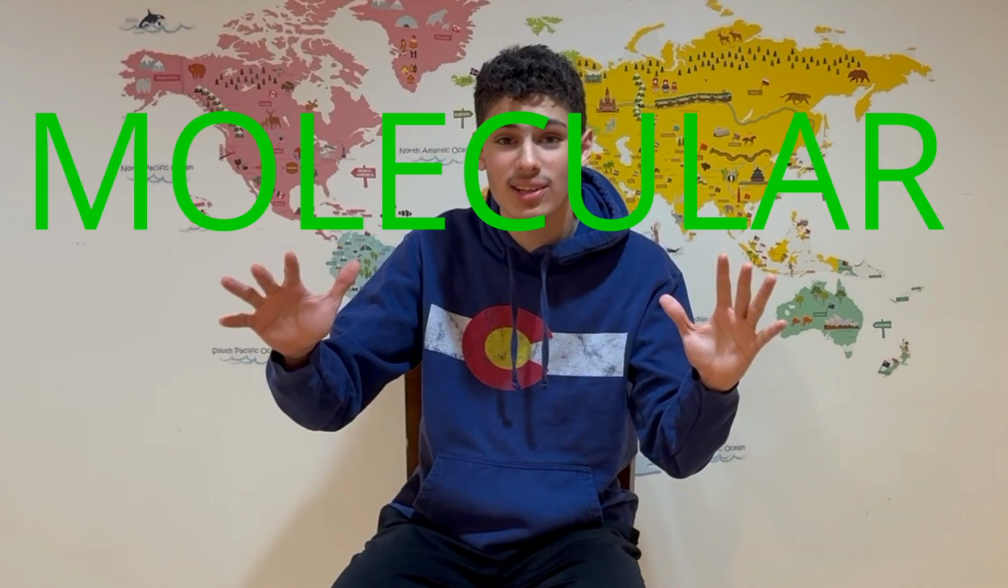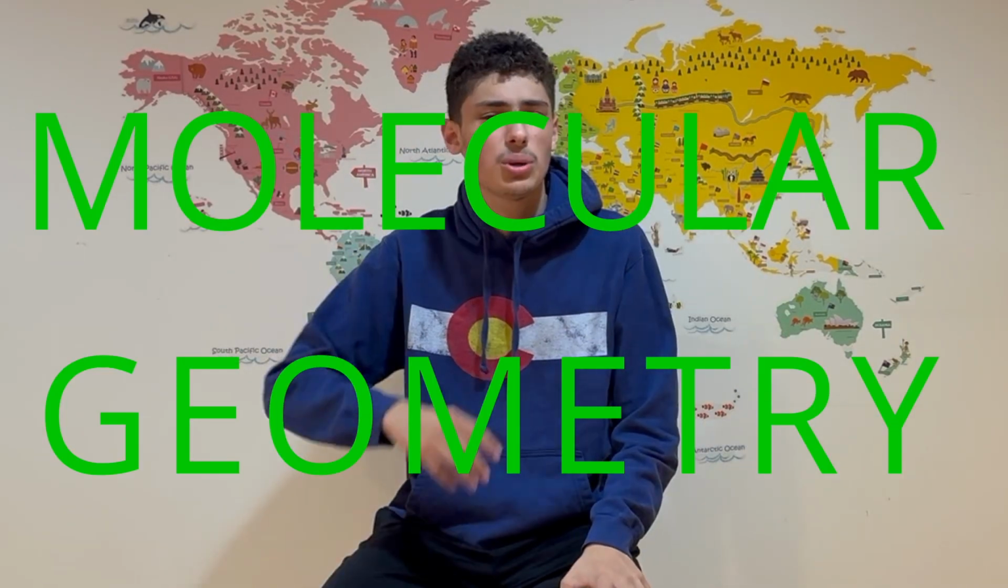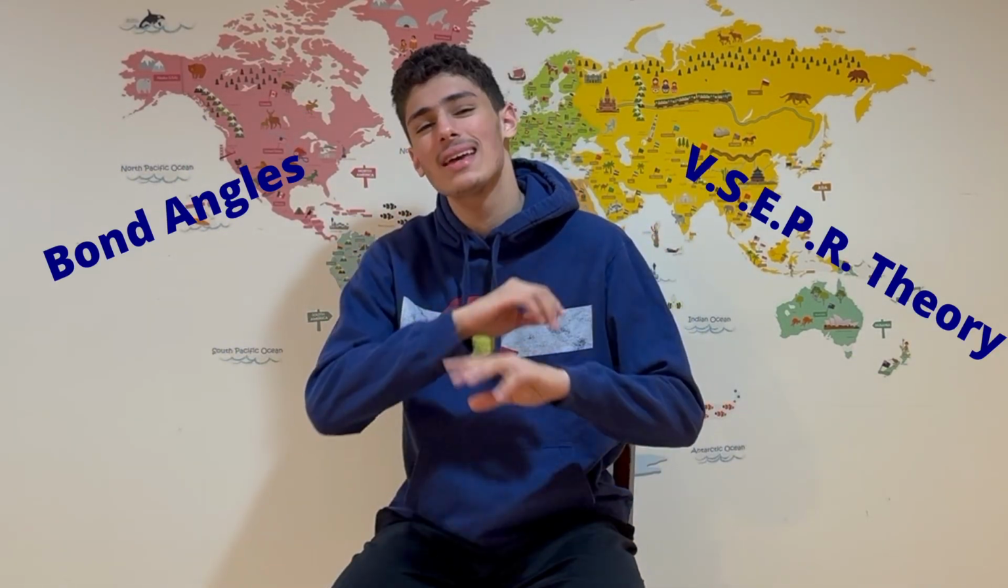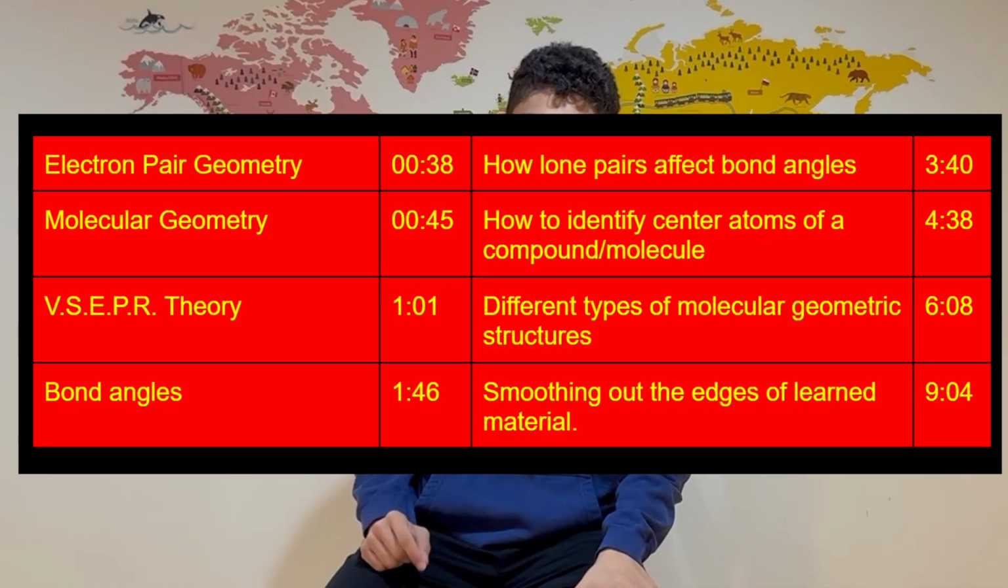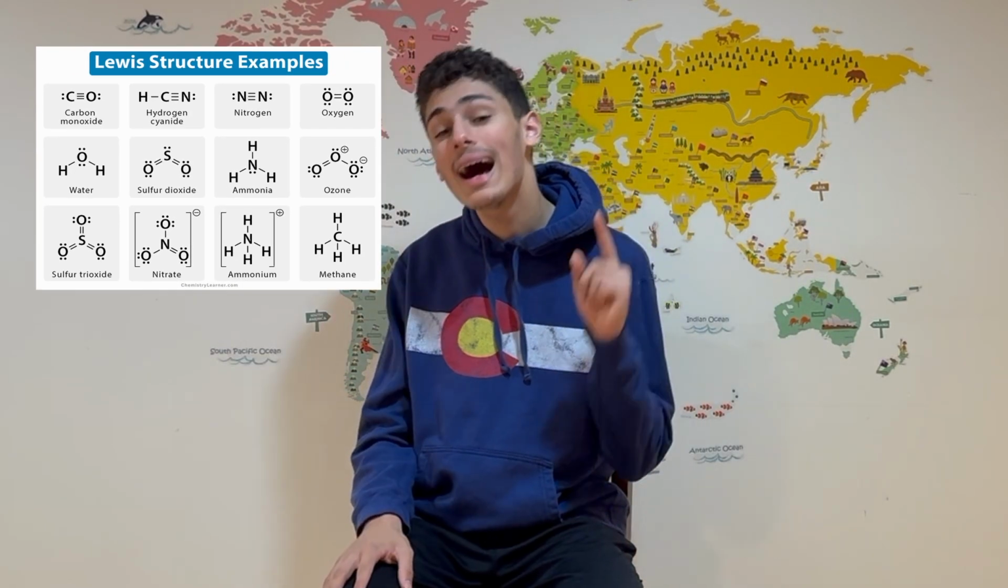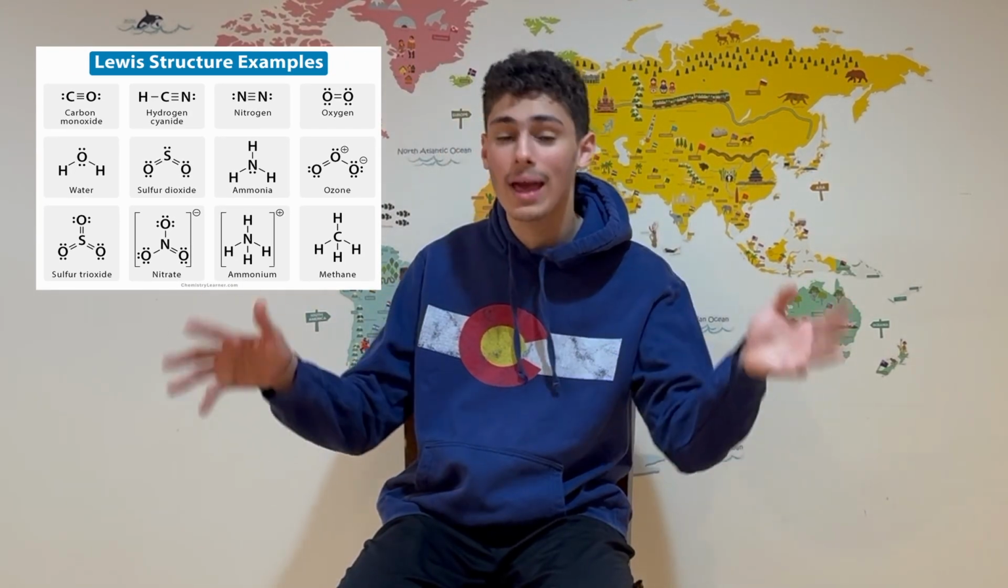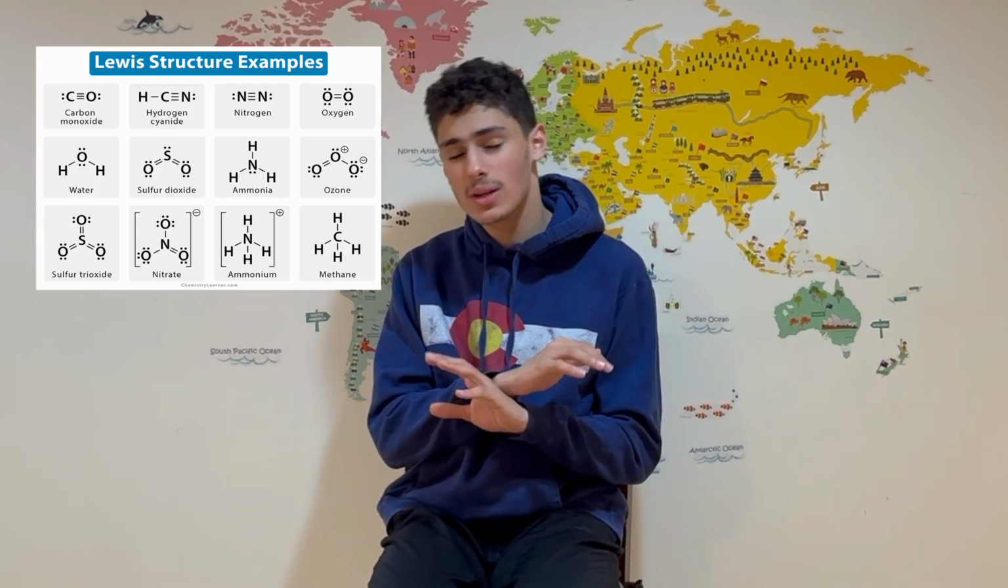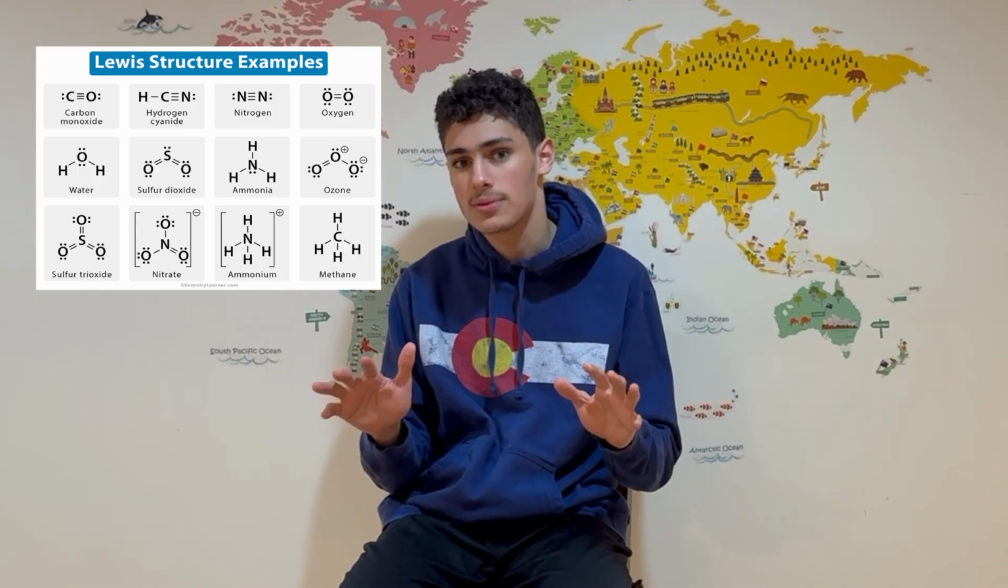Hello guys and welcome back to another video, and today I'm going to be explaining all the key concepts and topics of molecular geometry, including bond angles, VSEPR theories, and all the other topics listed on the screen along with their timestamps. Now I will be assuming that you are already familiar with Lewis structure diagrams, so if you aren't, I highly suggest you watch another video and then come back to this one. Everything will just make a lot more sense that way, trust me.